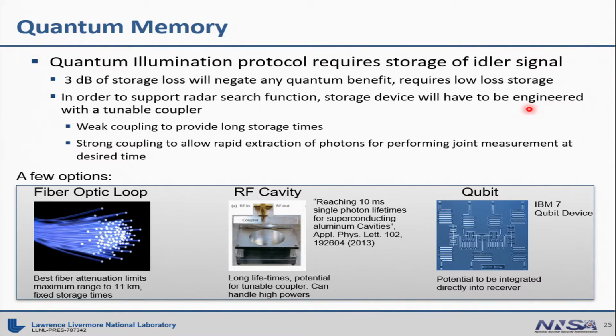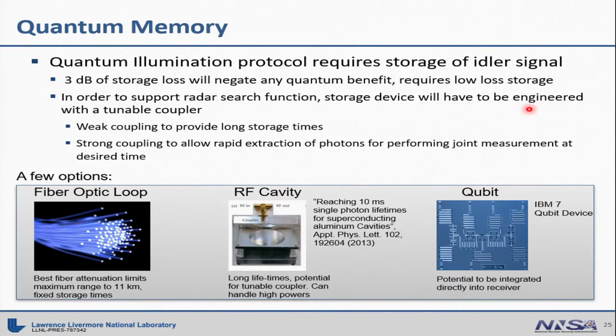One of the things you're going to have to do, though, is have that storage device engineered with a tunable coupling. You're going to have the coupling be very, very weak, where the photons can have a very long lifetime in that quantum memory device. And whenever you want, you need to be able to tune that memory such that it becomes very strongly coupled to your system, and you can extract those photons very rapidly. So that's actually a very demanding engineering challenge, to have a quantum memory that lets you do both those things on demand.